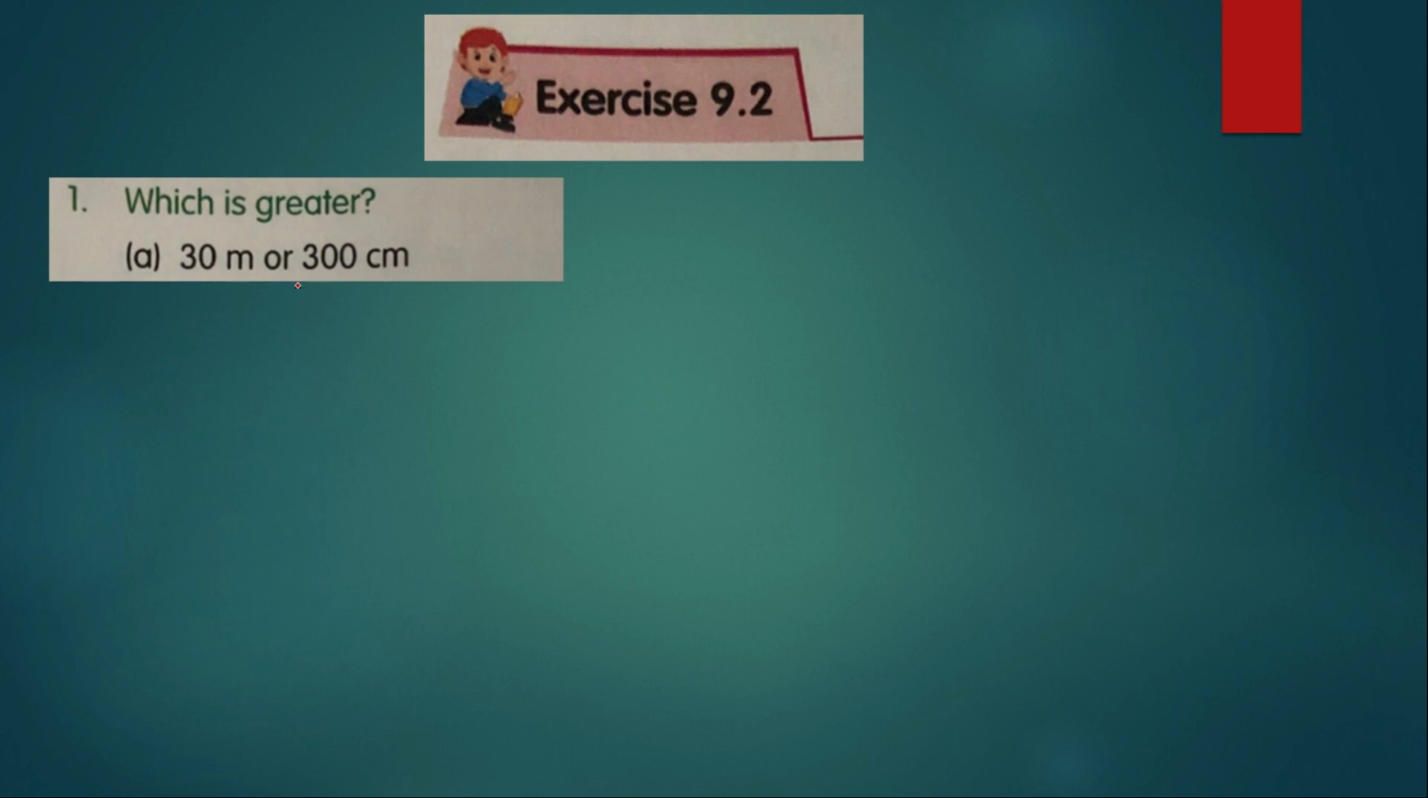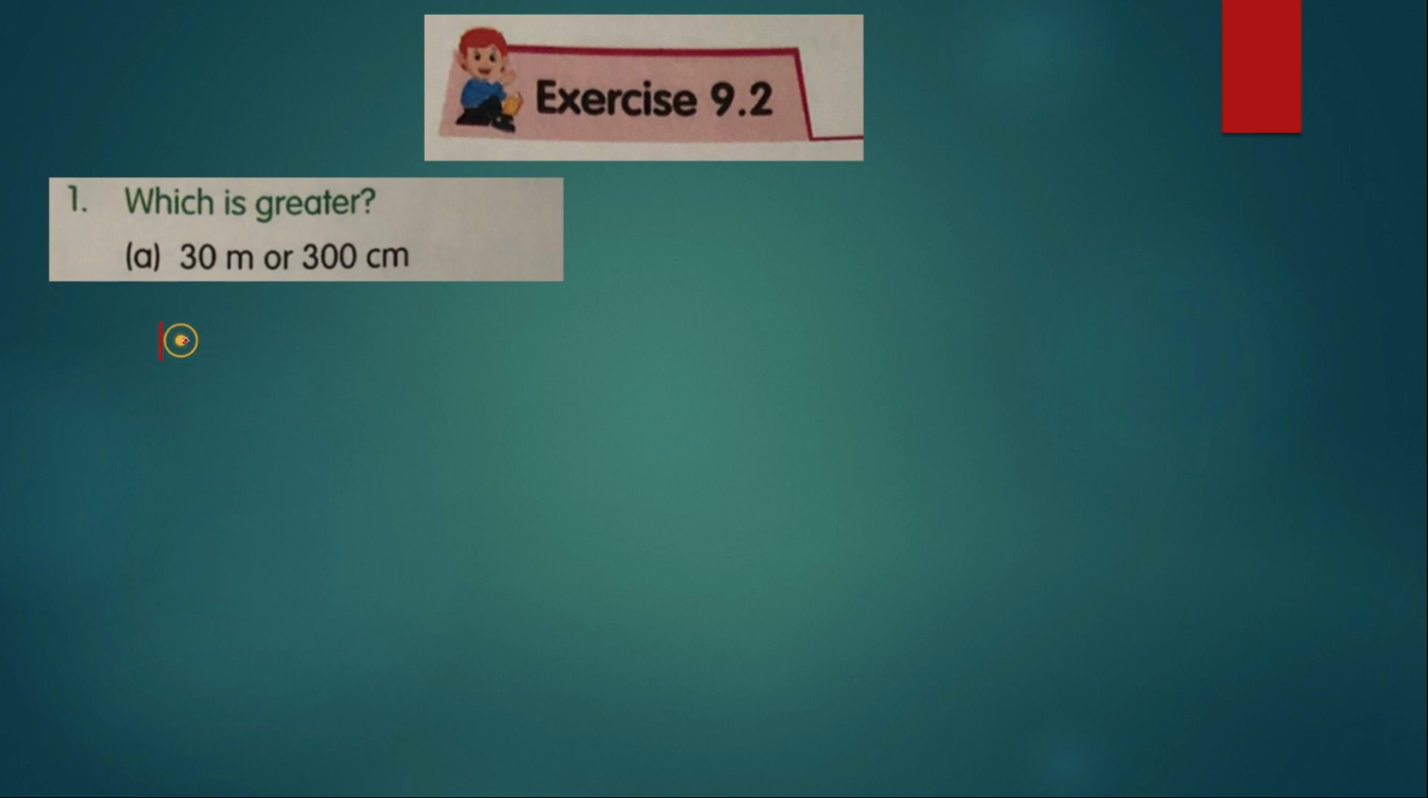But for that, first of all, you must know how to compare the numbers. For comparison, you must convert both of the numbers into the same unit. Like if we have 30 meter and 300 centimeters, we can't compare like this. First, we can convert either meter into centimeter or centimeter into meter. Which is easier? Of course, converting meter to centimeter is easier. So let us see how to convert.